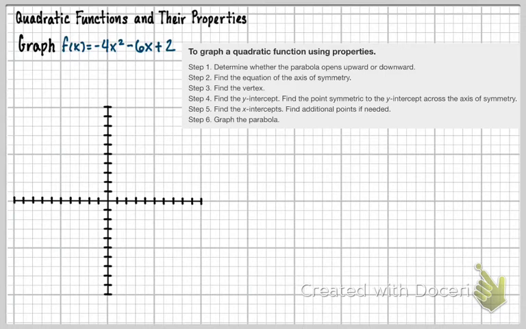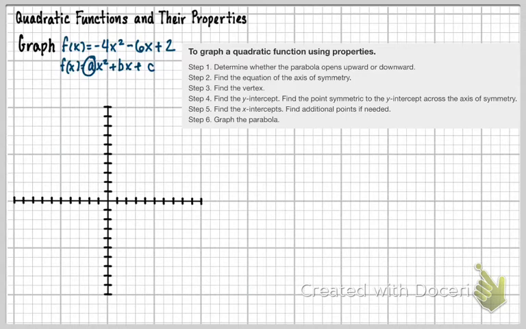Now remember the form here. The form we have it in is f of x equals ax squared plus bx plus c. So this tells me a is -4, b is -6, and c is 2 if I was going to think of them as the numbers. When I look at a, what we call the leading coefficient, that tells us if this parabola opens upward or downward.